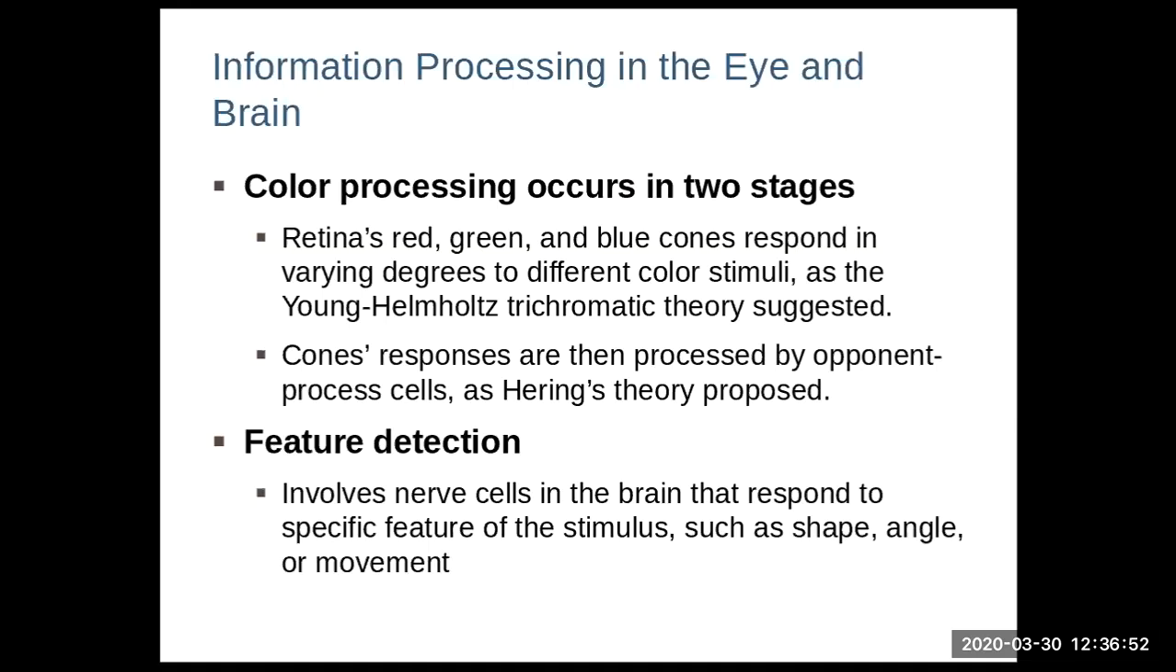So what Hering said is it's the way that these ganglion cells receive information. If you hit a certain part of the cell that is red-green, then you're going to see red. If you hit the other part, you're going to see green. And the same thing with yellow and blue.